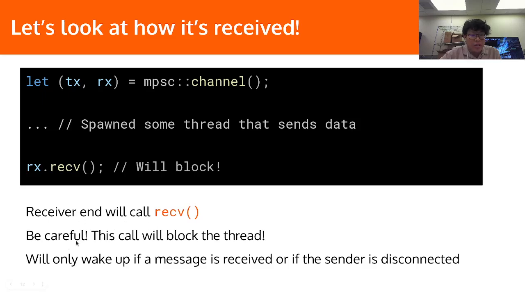So the receiver end calls receive, and this part is where you should actually be really careful about programming it, because this receive function call will actually block the thread, right? So whichever thread calls receive will stop there and it will pause on that line of execution. And this will only wake up, meaning that it will come back from being put to sleep, if a message is received on the channel or if the sender side is disconnected.